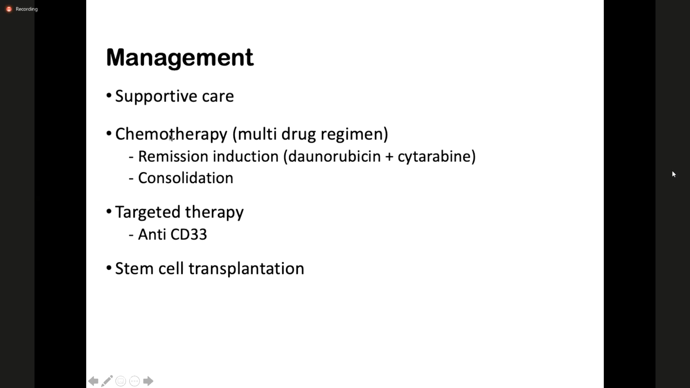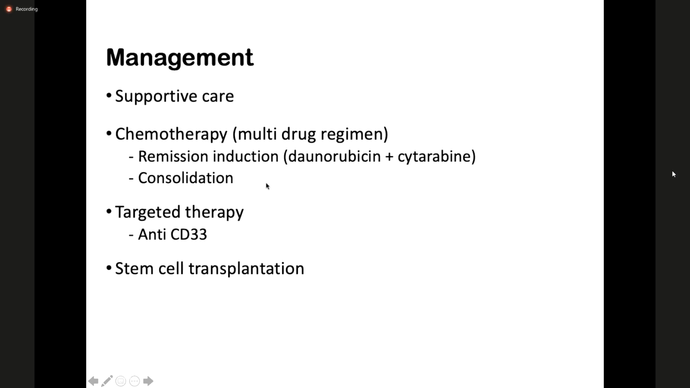At your level, if a patient comes with an acute leukemia, you should be confident enough to manage the supportive care. You have to provide the supportive care to the patient. As for chemotherapy, just keep giving chemotherapy; that would be enough at your level.